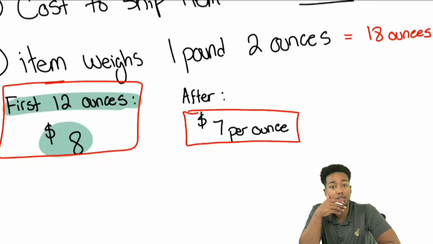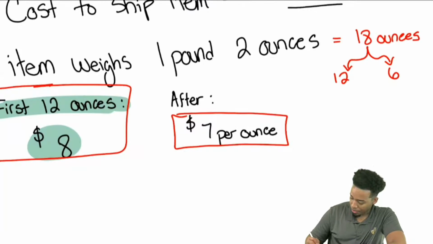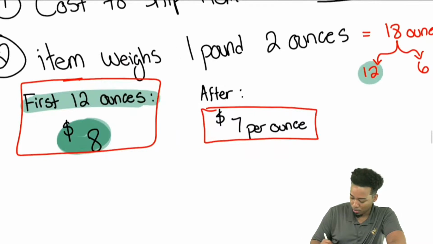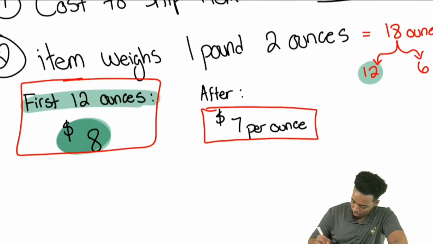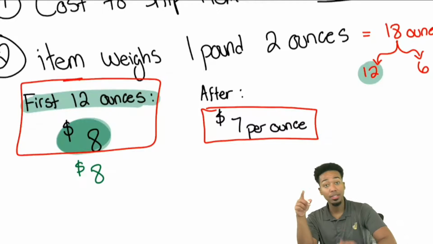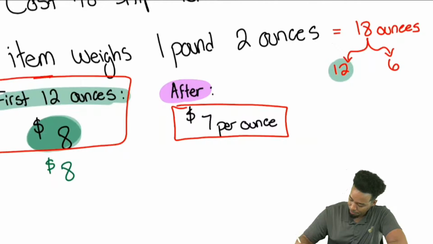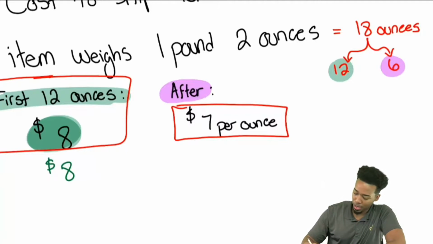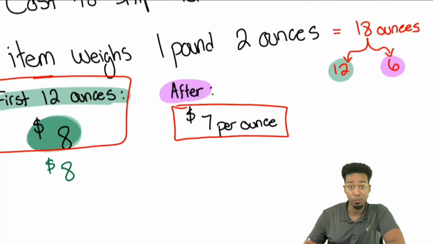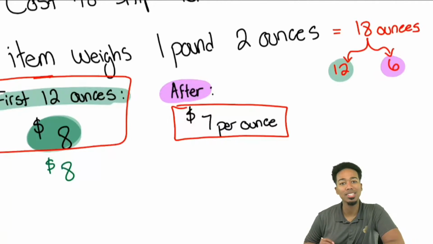Yeah, 6. Because 18 ounces is going to be 12 and 6. The first 12, that's what applies to the $8. So we're good. That's just going to be $8. And then after that, the 6 ounces that are left, it's $7 per ounce. The word per here means you're going to multiply. You're going to multiply this number by the number of ounces. We have 6 ounces left.